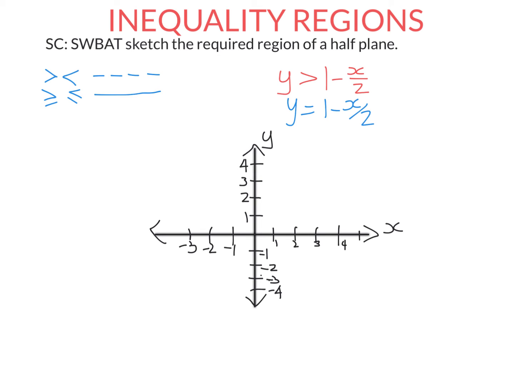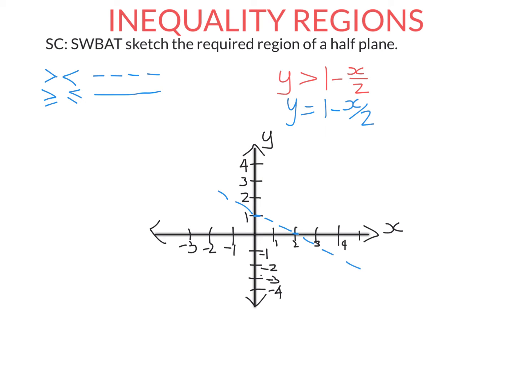So we're going to use the gradient intercept method. So the y-intercept is 1. Now the gradient's negative a half. Bottom number tells you how far to go right. Top number tells you how far you go up or down. Because it's negative, we're going to go down. So we have 2 points through which this line passes. We now just join them up.